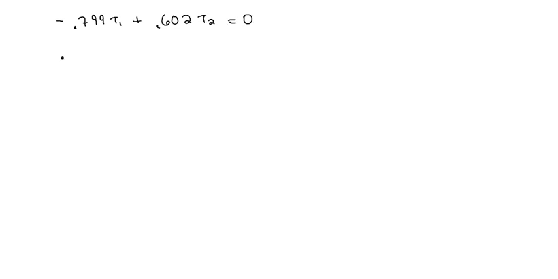The other one was 0.602 T1 plus 0.799 T2 minus the 196 newtons, and that was equal to 0. So those are the two equations that I want to solve. Some of you may be interested in why it's 0.602 and 0.602, 0.799, 0.799.